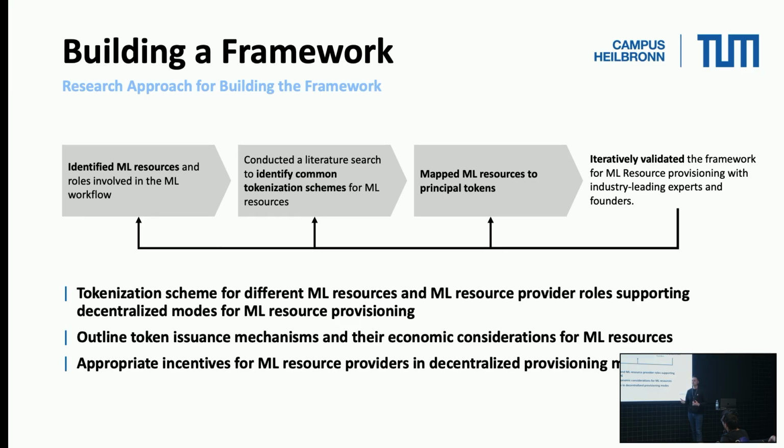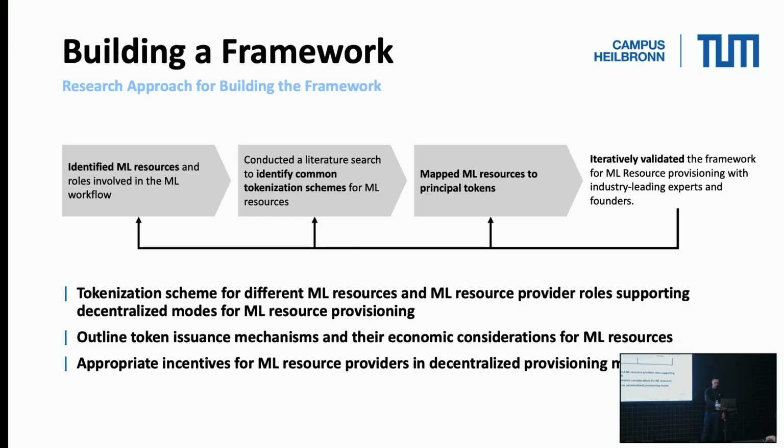So basically token designs, which you could then apply to the ML resources in the next step. Everything was iteratively validated with interviews with experts in the domain and also founders of those cryptoeconomic systems for ML. What comes out is basically a tokenization scheme that can be used, and it's also an outline of how you could issue those tokens for machine learning resources, and then also how you could design appropriate incentives.